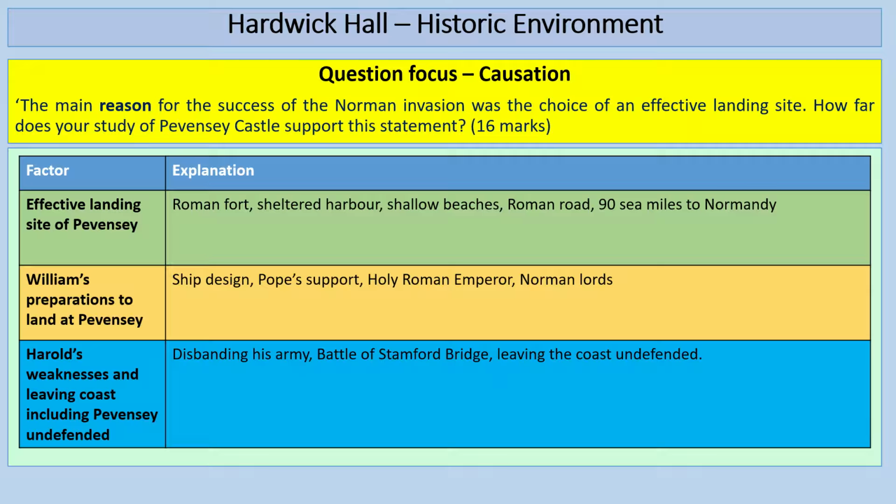We can then look at Harold's weaknesses and leaving the coast, including Pevensey, undefended, because as we see there, we need to make sure that our answer is really focused on Pevensey. So we're going to talk about him disbanding his army, the Battle of Stamford Bridge, and leaving the coast undefended. And we can even maybe bring in other factors, a little bit like luck, in here as well.